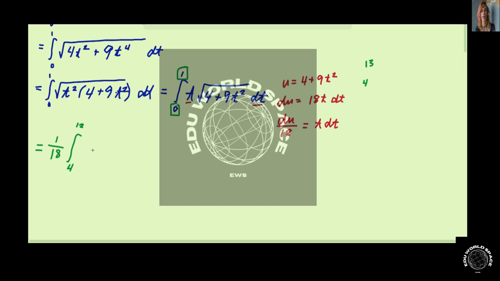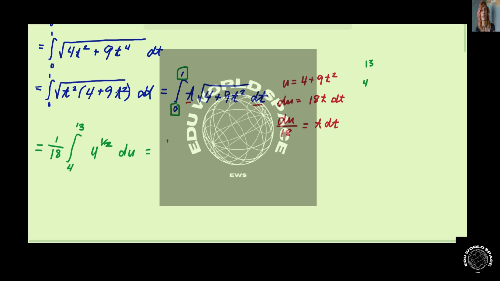Remember, I replaced 4 plus 9t squared with u. Just to make it simpler, I'm going to write it as u to the 1/2 instead of square root of u. Then t dt is now my du. It was du over 18, but I already accounted for that 18. So this should say 13. Sorry about that. Now I can go ahead and evaluate this integral.